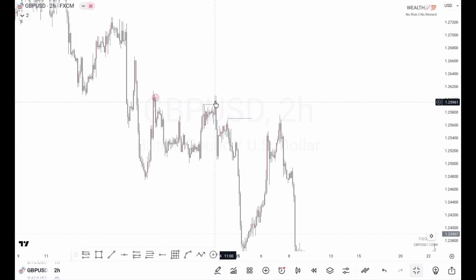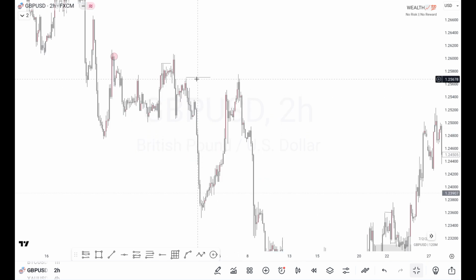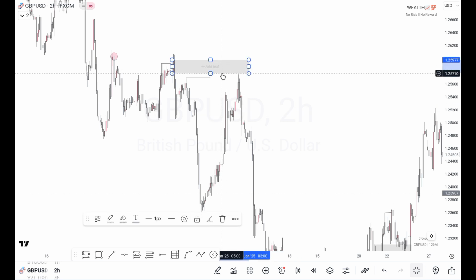Then you have this mitigation from this side. You have this lower low, then you have another lower high. After this lower high here, can you see? So we have this inducement. Then this sweep of liquidity, sweep of liquidity, inducement, and order block from this zone. So we have this order block from this zone.